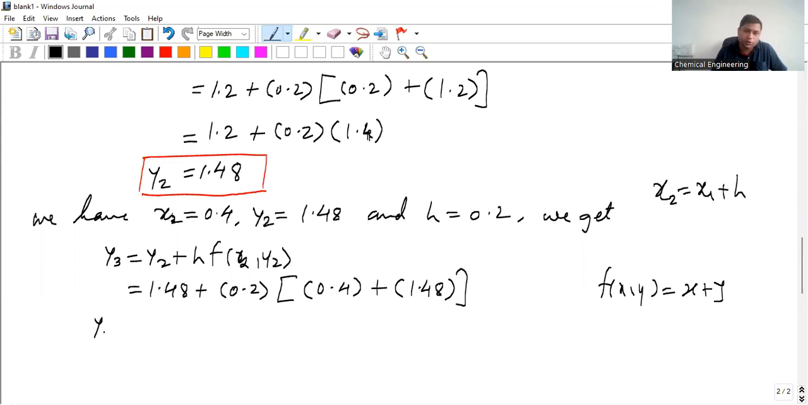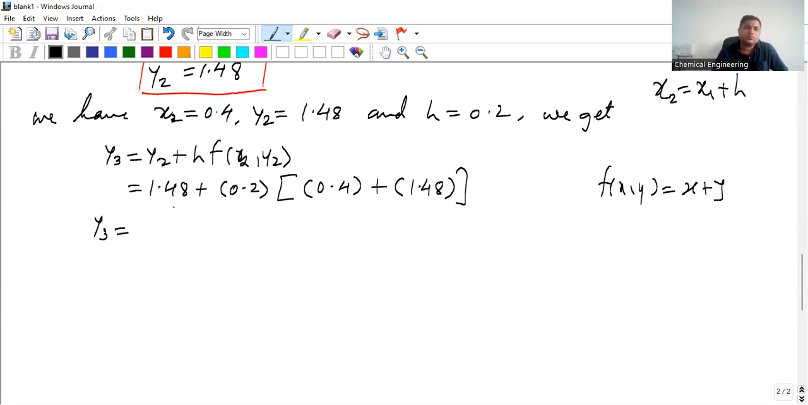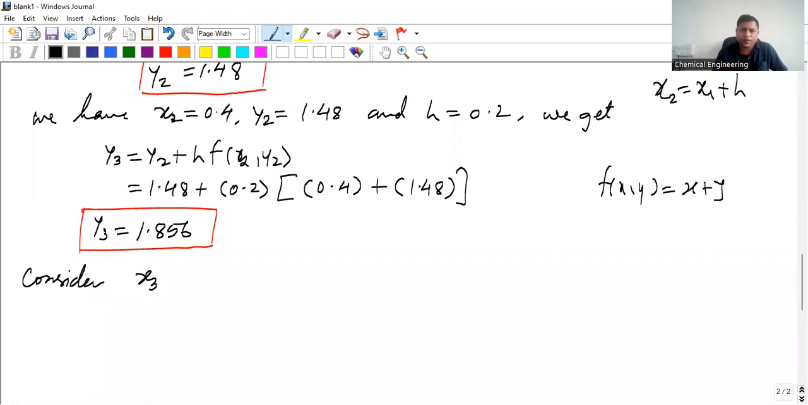Okay, so can you give me the value of y3? So it's 1.856. Very good. Okay, so we got here the value of y3. And hence, what do we do for the next step? Consider x3 is equal to 0.6 and y3 is equal to 1.856. Okay, h is equal to 0.2.